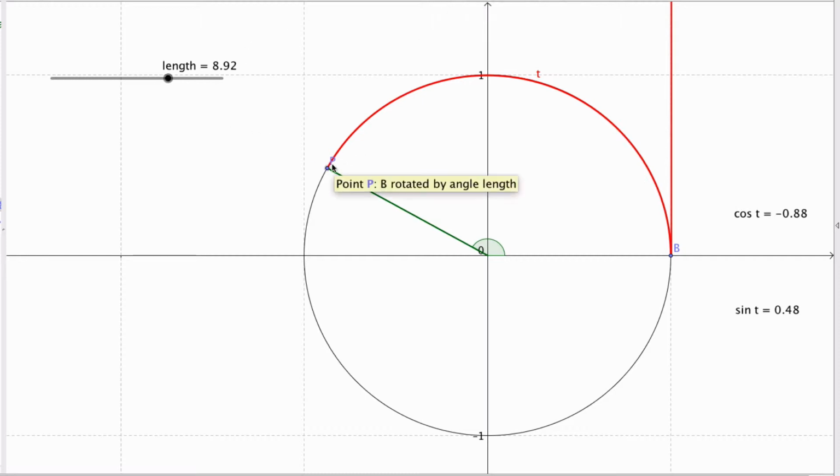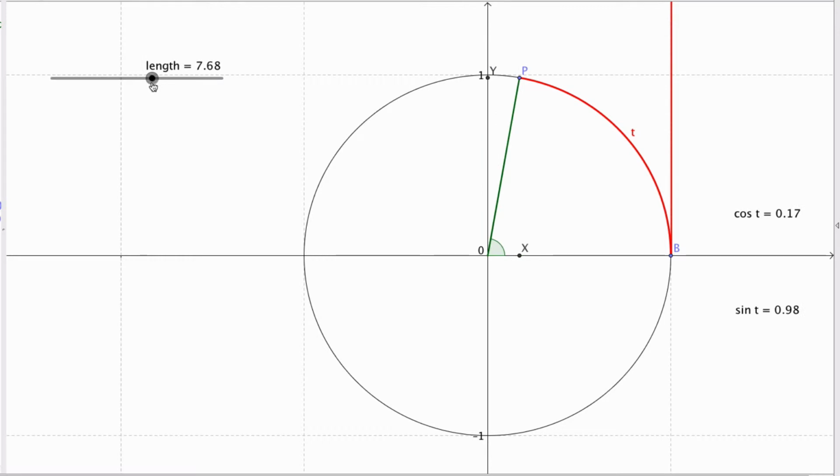Each point P that ends up on the circle will of course have x and y coordinates. So let's put them on. And these x and y coordinates of course change as P changes its position on the circle. And what causes that? The length of our red string t. So let's change t, and we see x and y changing too, of course. Okay, so the values of x and the value of y, they both depend on t.